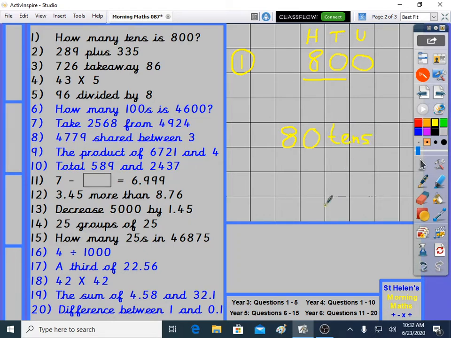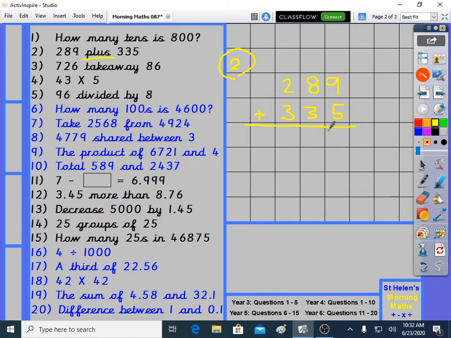And question 2. This is going to be plus, add, isn't it? 289 plus 335. Pause if you need time to copy.